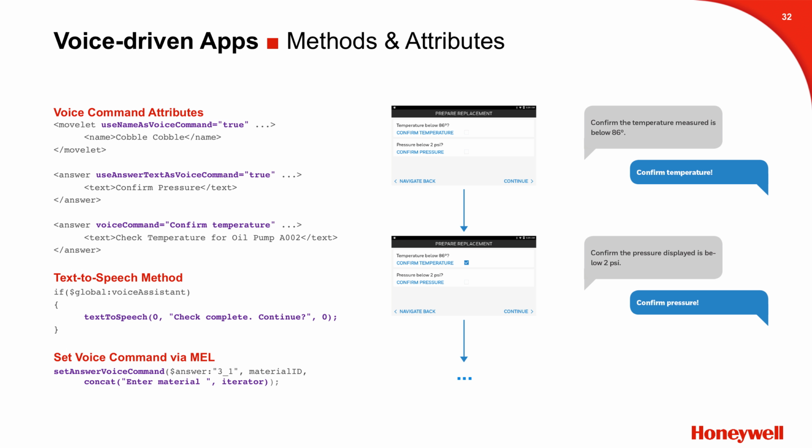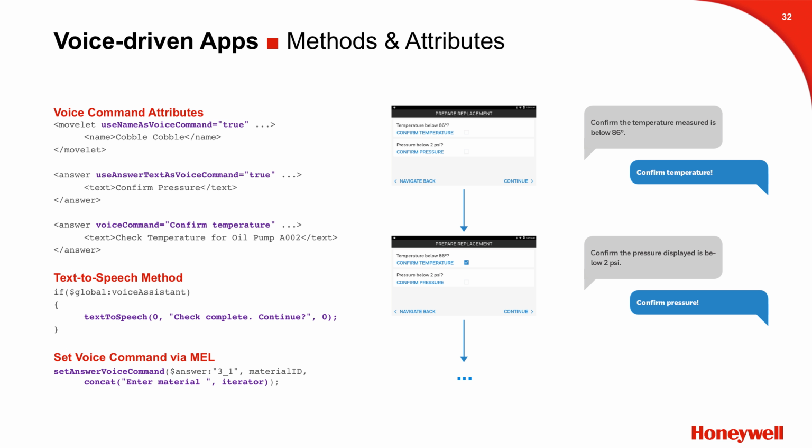Here we have some code snippets. The implementation is really easy. For example, you have this attribute, use answer text as voice command, that you can set to true, and then your answer, whatever you have, for example, if you have a multi-select, you can trigger it by just saying the text of the answer. So in the example on the right, you see a maintenance app with a conversational UI approach where the voice assistant that we developed asks questions and gives feedback to the user.